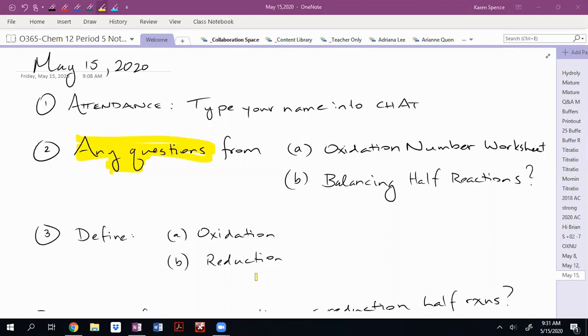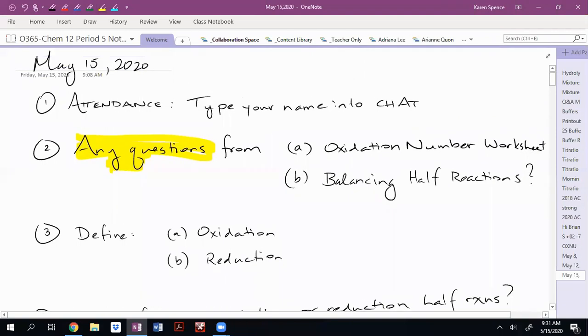In that case, I'm going to ask you guys some questions. So I'm going to have you, for yourself, take a moment and define oxidation and then define reduction. What is oxidation and what is reduction?